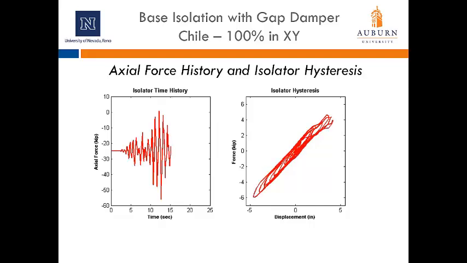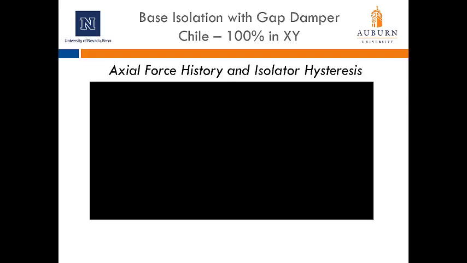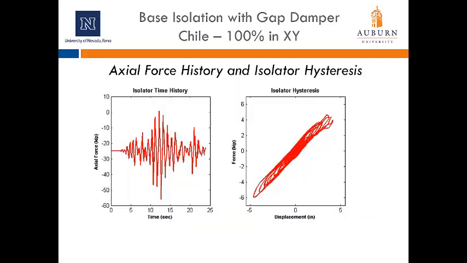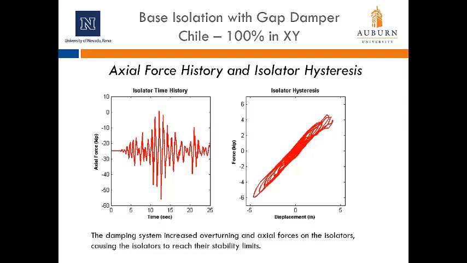And at some of those peak displacements, we see significant degradation in the hysteresis loop that's indicating that the isolators are reaching their stability limits. So the damping system increased overturning and axial forces on the isolators, causing the isolators to reach their stability limits.